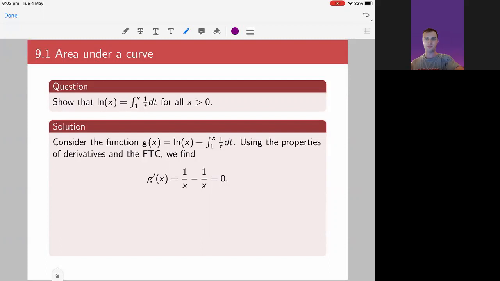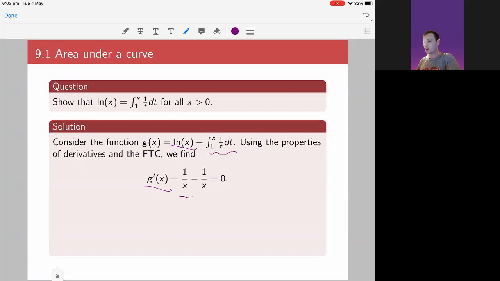Okay, back to this question. We were trying to show that the natural logarithm of x could actually be expressed as the integral from 1 up to x of 1 on t dt. And so what we're going to do, we're considering the function g of x. We want to show that function is going to be 0. Now, I'm going to start by just differentiating this function, g dash of x. Well, I know that the logarithm of x is an antiderivative of 1 on x. In particular, that the derivative of log of x is 1 on x.